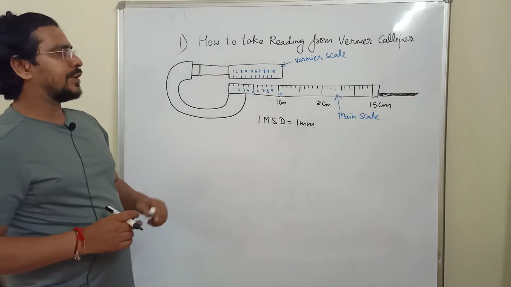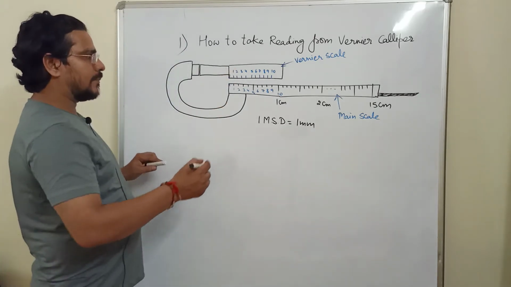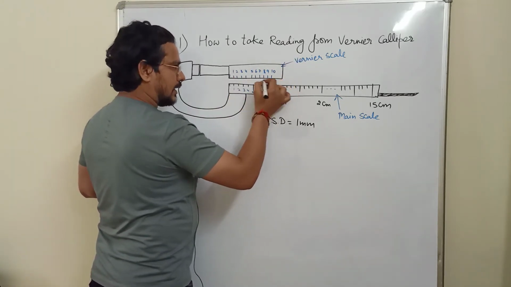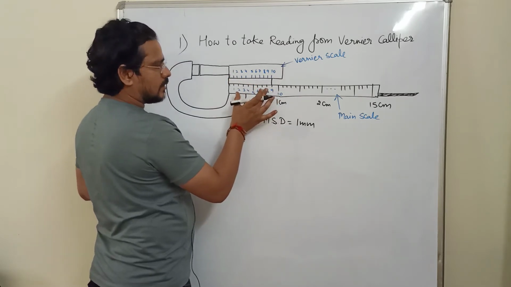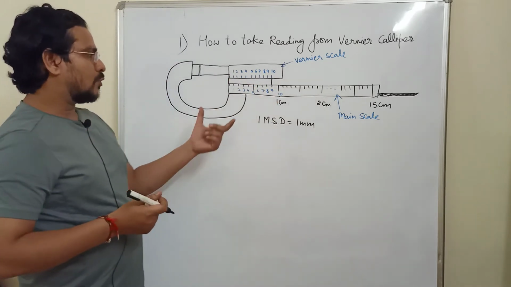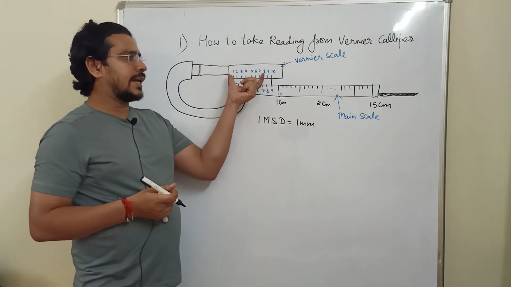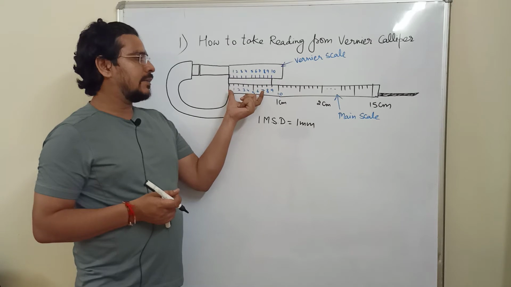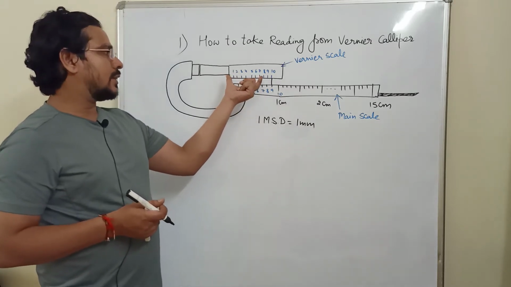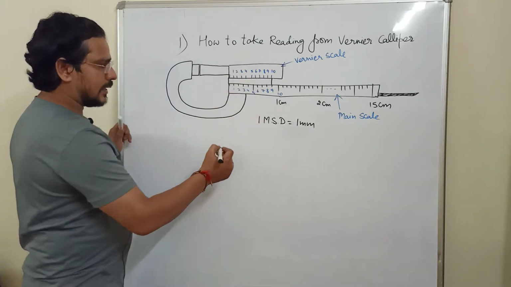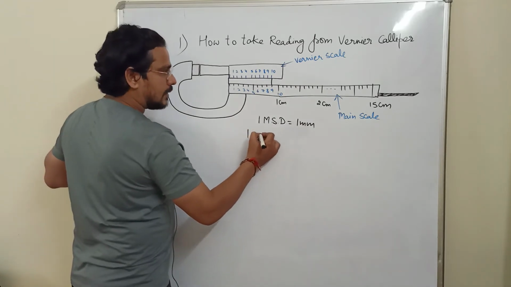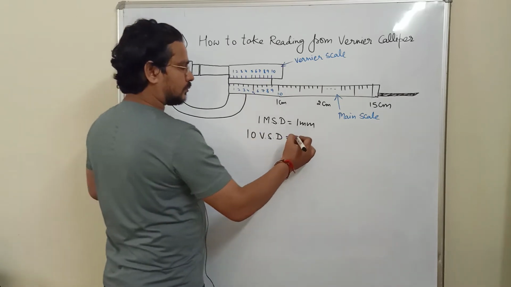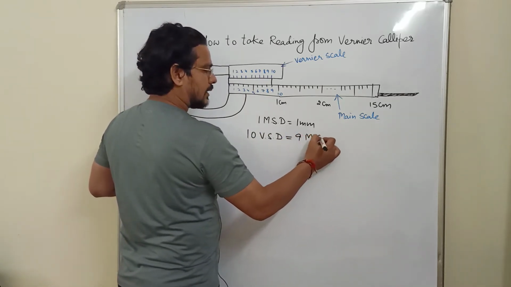The second point is of vernier scale. Here is the key concept of this. Vernier scale is having 10 divisions which coincide exactly with 9 divisions of main scale. So main scale 9 divisions coincide with 10 divisions of vernier scale. We know that 9 divisions on main scale makes 9 mm of length, which is equal to 10 divisions of vernier scale. So simply 10 vernier scale divisions is equal to 9 main scale divisions.